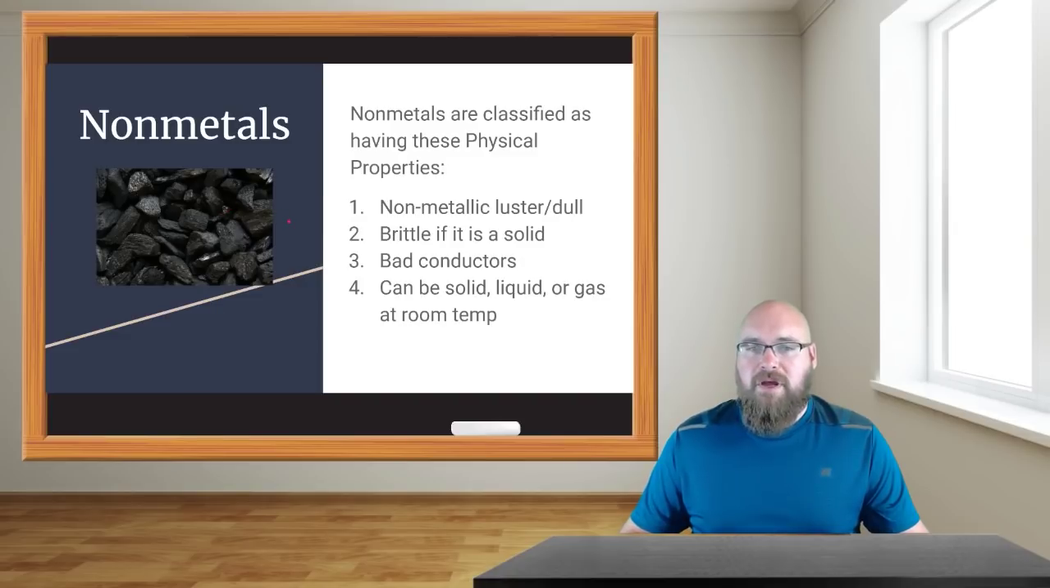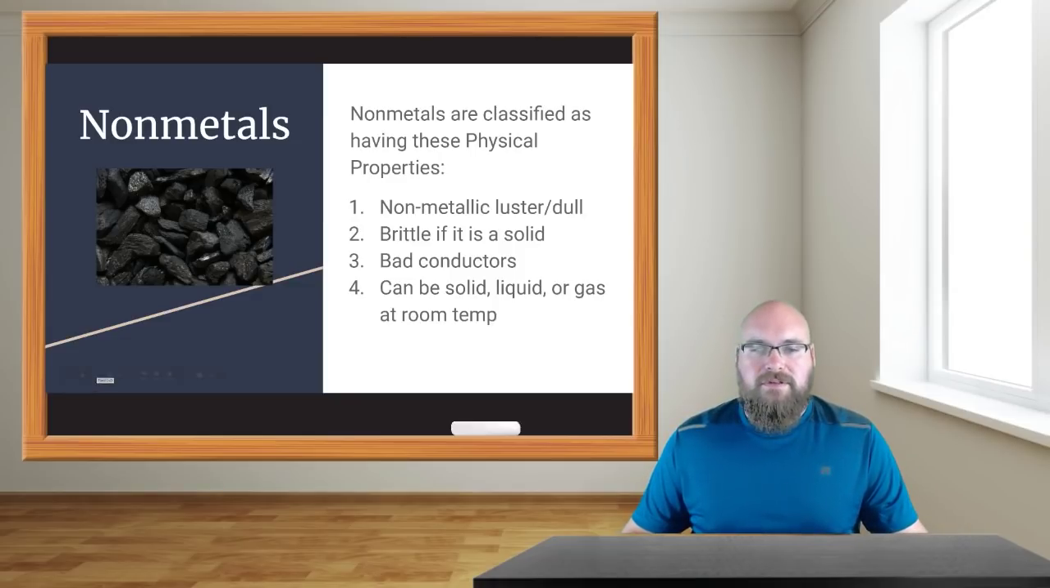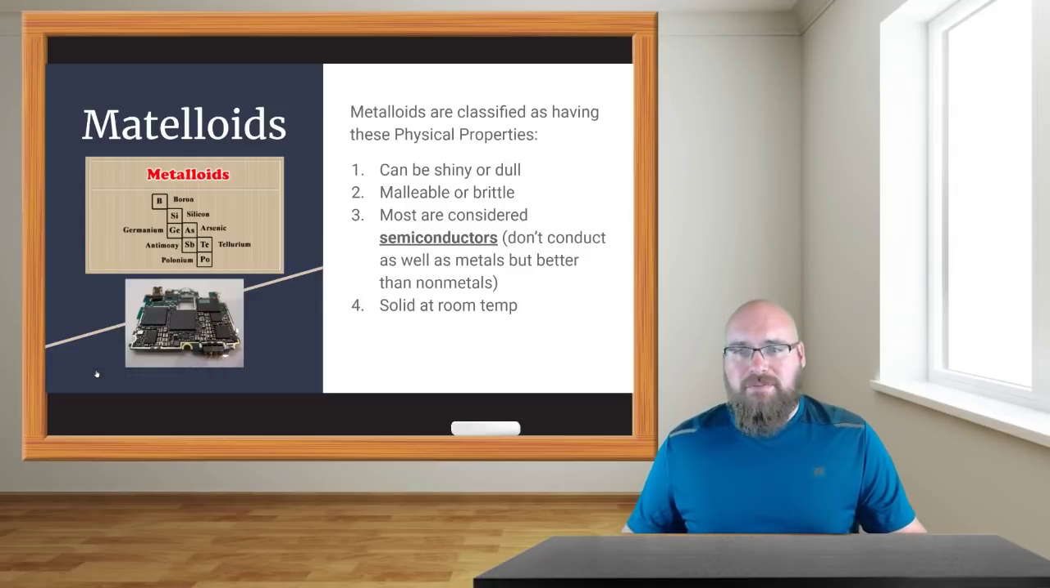For instance, the non-metal hydrogen is a gas at room temperature, whereas carbon is a solid. So there's many different examples of the different types of states of matter throughout the non-metal category. And then let's come to our last group, the metalloids.